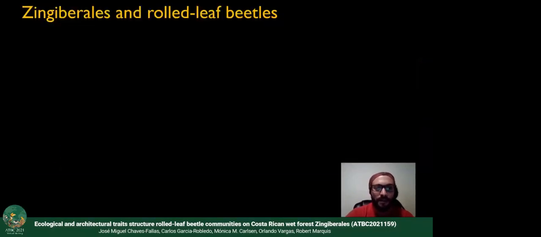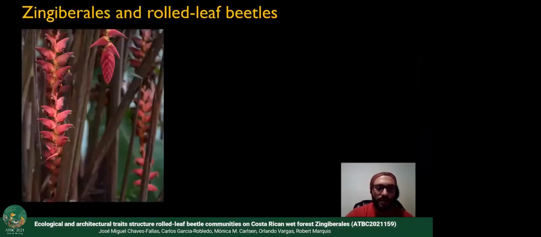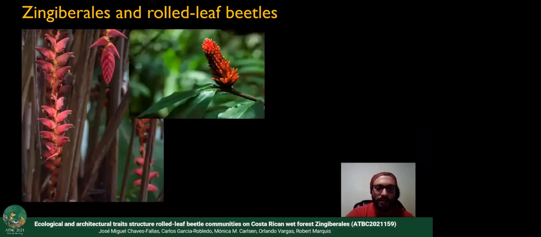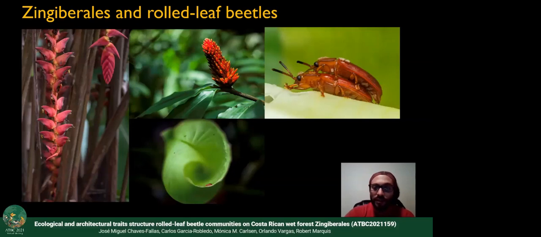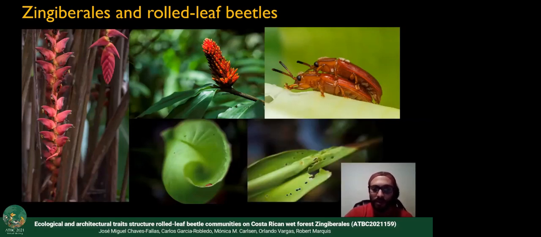The Zingiberales is a group of plants that includes heliconias, gingers and bananas. On these plants, the new leaves come rolled and they unfurl as they mature. Interestingly, there is a group of beetles that have adapted to complete their entire life cycle on these new rolled leaves. Here in the picture in the bottom right, we can see the damage that these beetles do to their host plants.